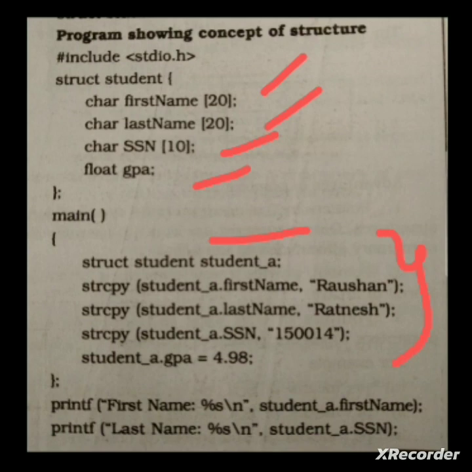So I'm printing the data of my first student now. printf, first name, string. This \n just means to break the line. If I don't use this \n, it will print data side by side. The first student's data will print here, and each and every student's details will print side by side.